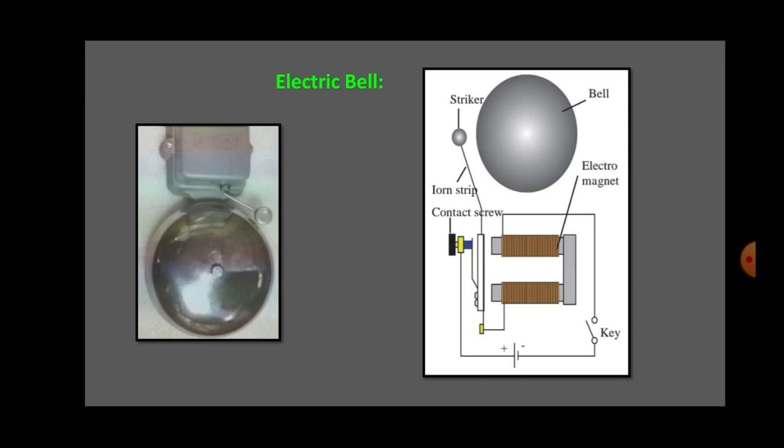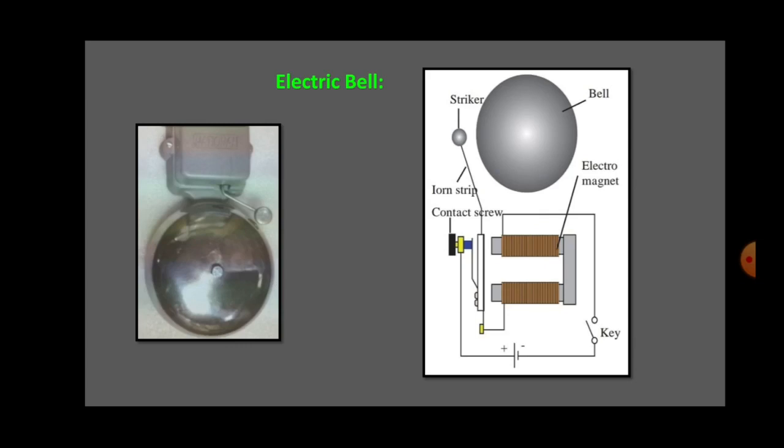Now at the same time, the contact screw loses contact with the strip and the current stops. In this condition, the electromagnet loses its magnetism, right? Because the circuit is incomplete and the electric current is not moving. So this iron strip moves back and the striker also moves back to the original position. Now as soon as we again press the bell switch, the current starts flowing. Again it becomes a magnet, because of which the striker hits the bell and the sound can be heard. This action goes on repeating itself and the bell rings.